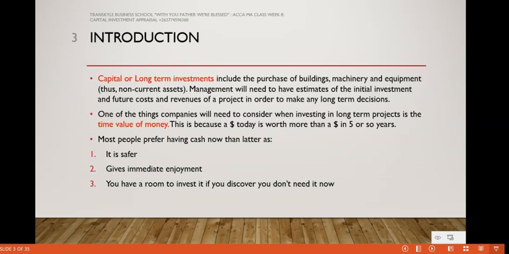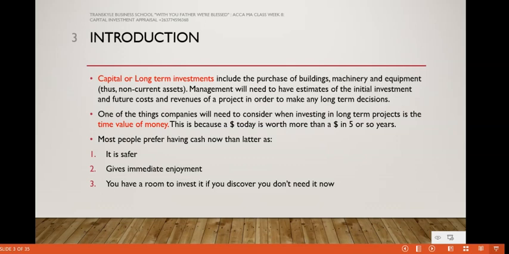Now, one of the things that managers worry about is the time value of money. Why? Because a dollar today is worth more than a dollar in 5 or more years to come. So usually people prefer to have cash today than later. Why? Because it is safer. You have your money today, and whenever you feel like spending, you can just use it.